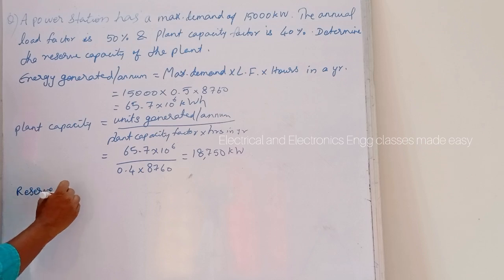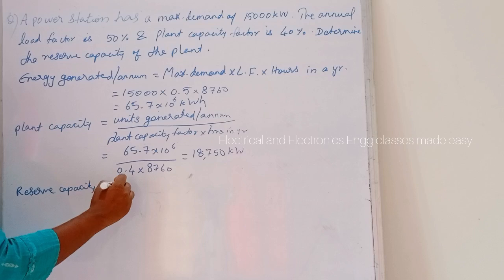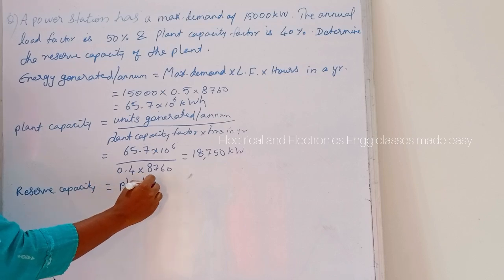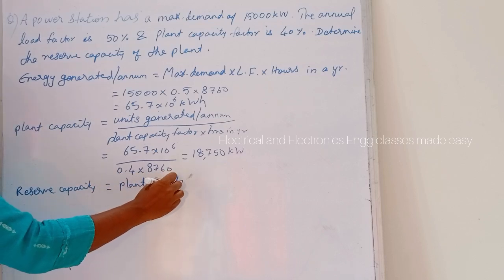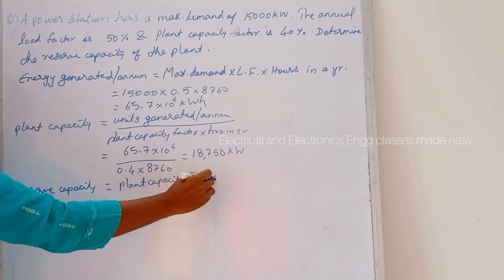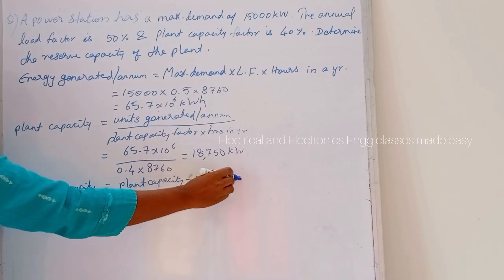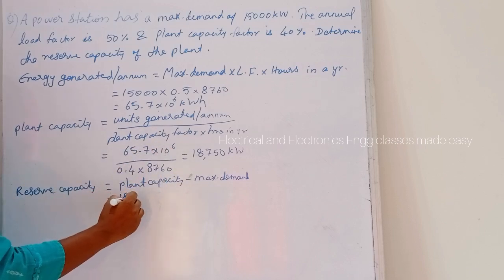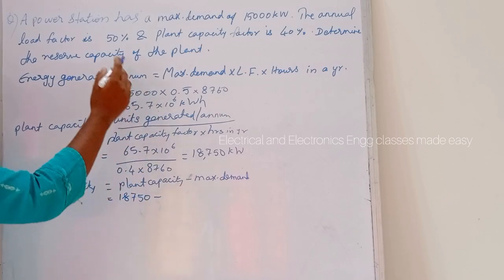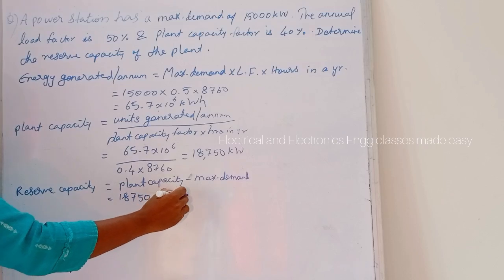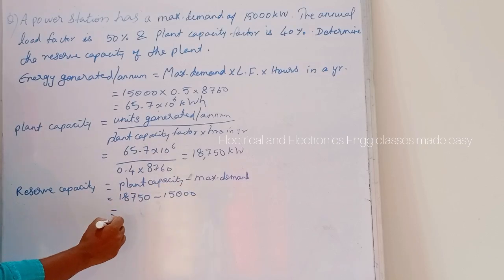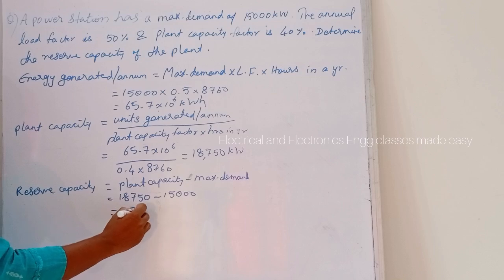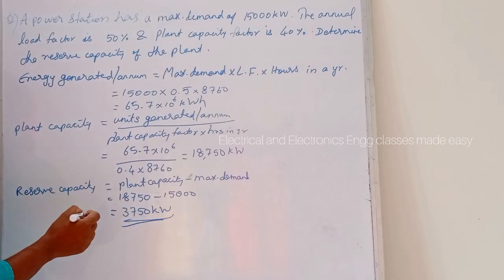Now we can find the reserve capacity. Reserve capacity of the plant is equal to the difference between plant capacity and maximum demand. That is, plant capacity is 18,750 minus maximum demand 15,000, and that is equal to 3,750 kilowatt. So this is the reserve capacity of the plant.